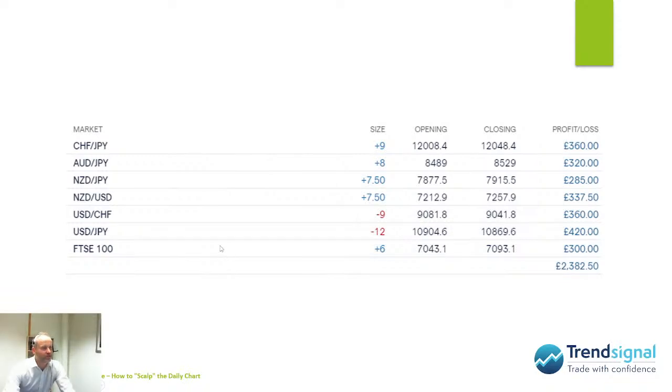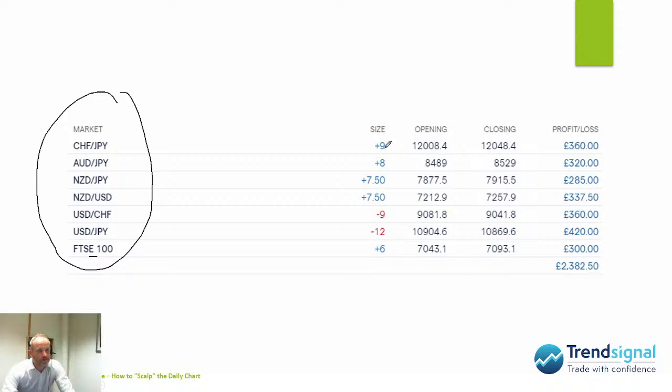Here's just some, this is a little while ago now. It's an old screenshot, but it doesn't really matter. What I want you to look at here is some Forex pairs. There's the FTSE 100 index as well. There's some trades that I've done. Say it's an old screenshot, but it doesn't matter.